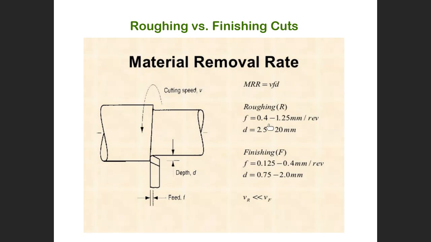In rough cutting, as an example, feed equal to 0.4 to 1.25, depth of cut 2.5 to 220. This is the rough cutting, but when you come to the finish, can you see the difference? Feed 0.125 to 0.4. This is very low feed compared with the feed in rough cutting. Depth of cut, 0.75 to 2 millimeter, is also small compared with here.